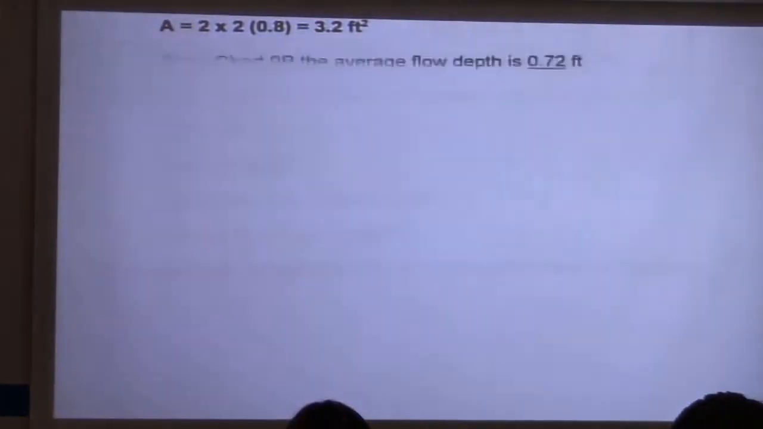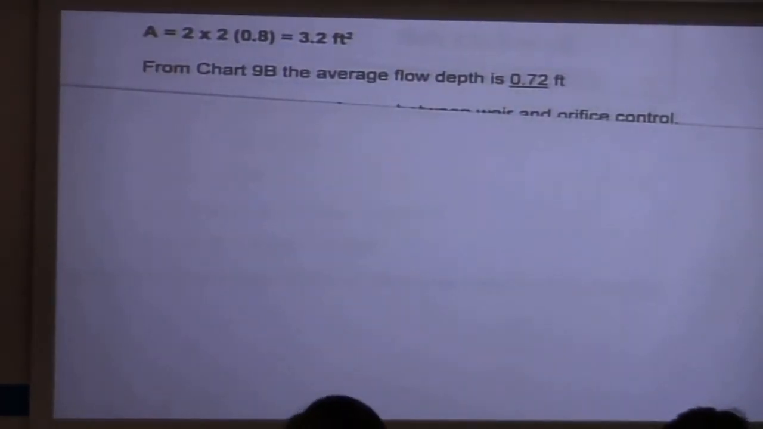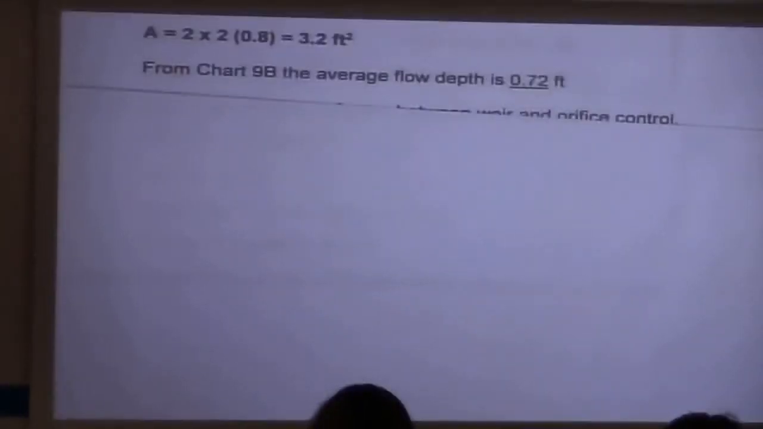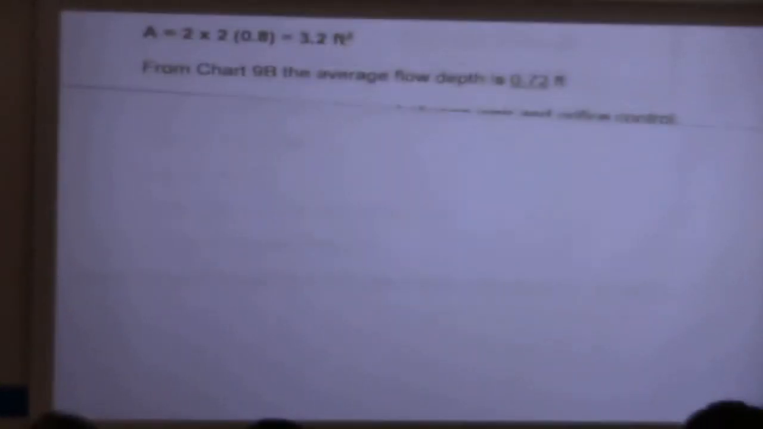So first you want to find your P, then you find your A, which times that clear opening area, which is 3.2, and then you can go into the chart, 9B. What did I do with my 9B? And she took the unaverage of that. She unaveraged this.